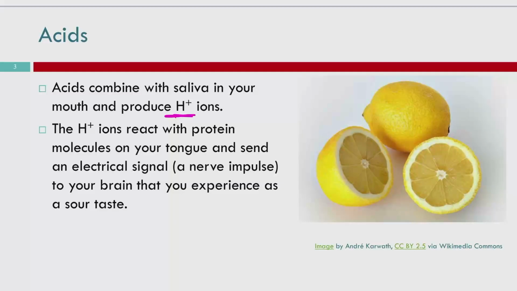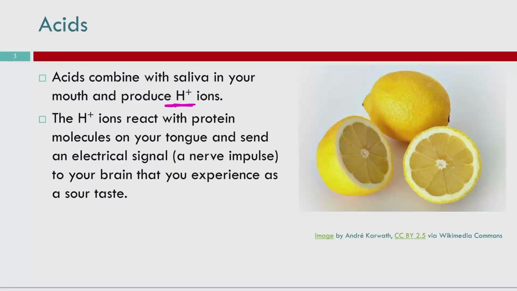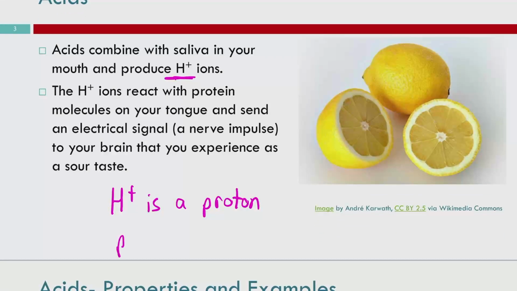What is an H plus ion? What's in an H plus ion? It's hydrogen. Hydrogen has one proton, one electron. If you take the electron away, H plus is a proton. Protons are sour. There's your fun fact for the day. Protons are sour and electrons are blue.